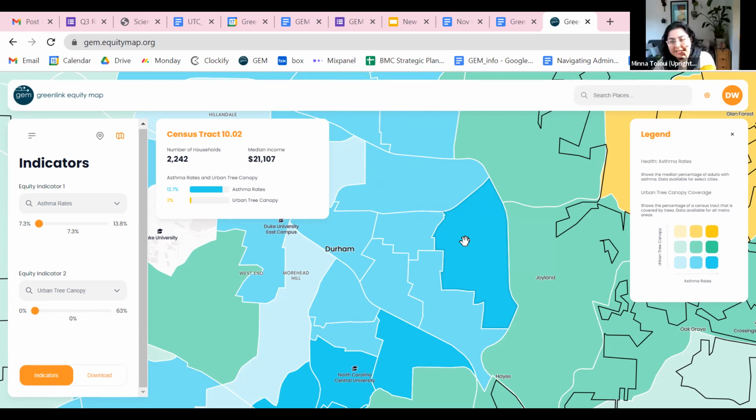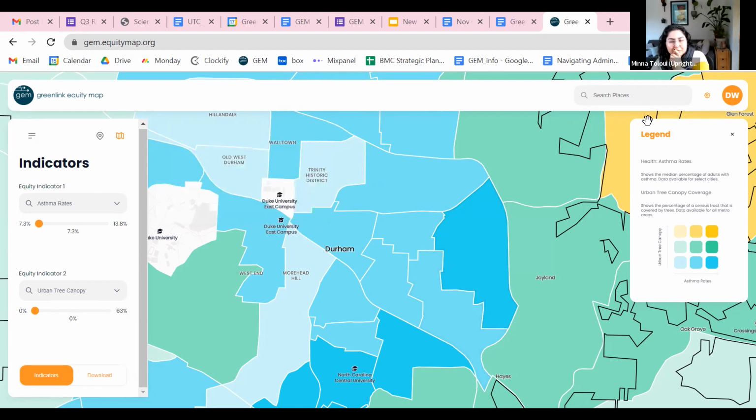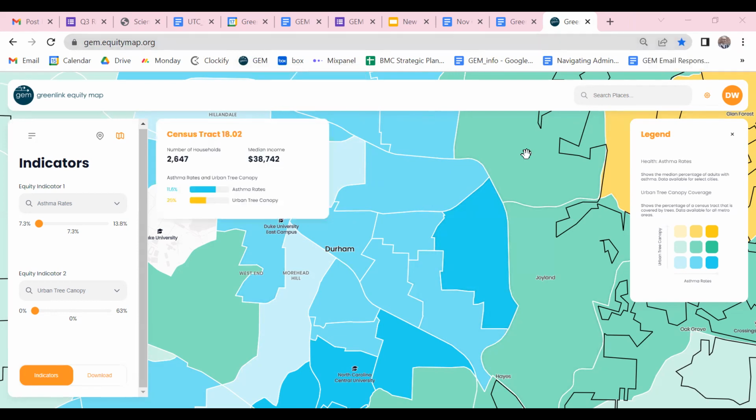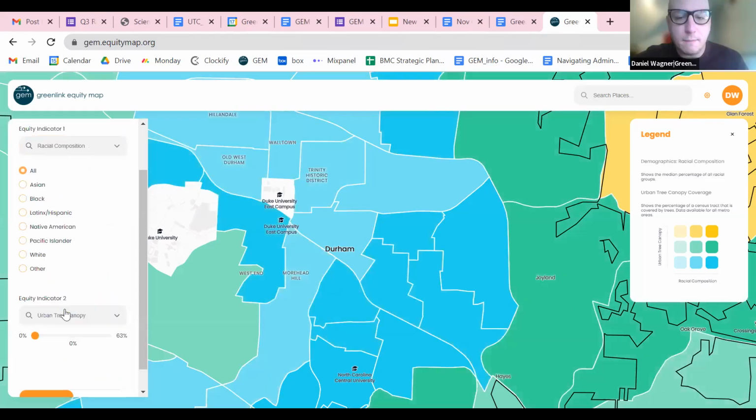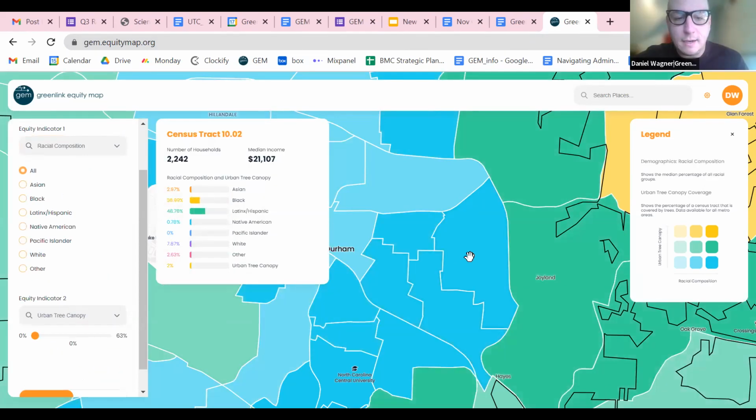Are there other indicators that folks want to look at? And we're going to wrap up in just a minute. You said that you can also add in racial demographics, correct? Yes, we can add that in there and it'll show us also, along with the canopy, what the racial makeup is of that area.